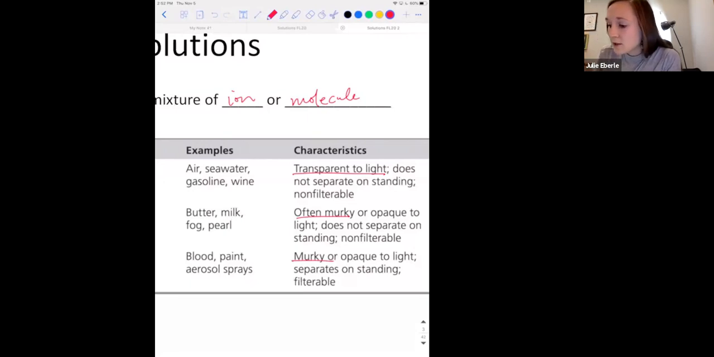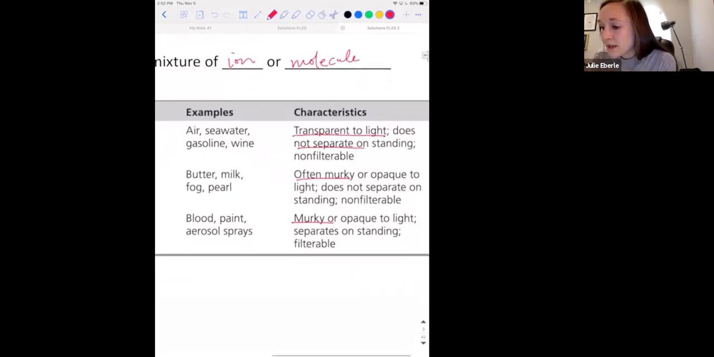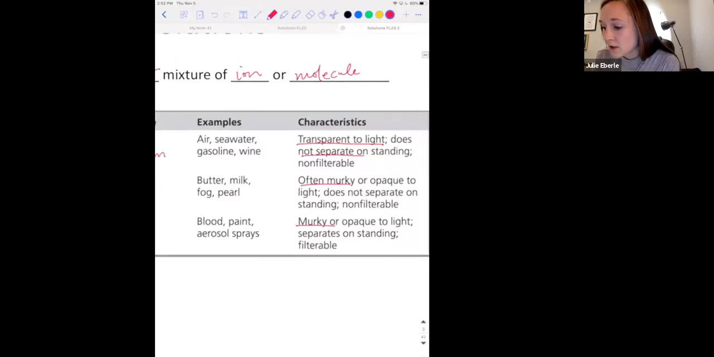Also, with solutions, there's nothing to separate. You can't filter anything out of them. If you left it standing in a glass, you wouldn't see something settle to the bottom. The molecules are that small. They're going to stay dispersed throughout the liquid. But that's not necessarily the case with heterogeneous solutions.